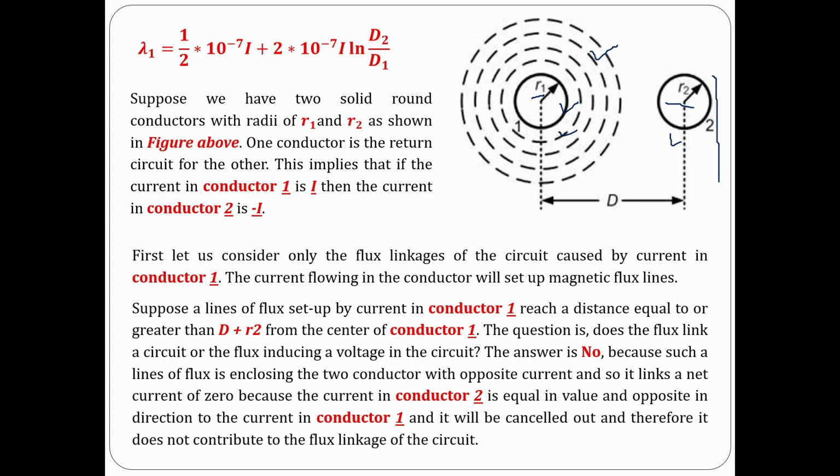The question is, does the flux link the circuit, or is the flux inducing a voltage in the circuit? The answer is no, because such a line of flux is enclosing the conductor with opposite current, and so it links a net current of 0, because the current in conductor number 2 is equal in value and opposite in direction to the current in conductor number 1. It will be cancelled out, and therefore it does not contribute to the flux linkage of the circuit.